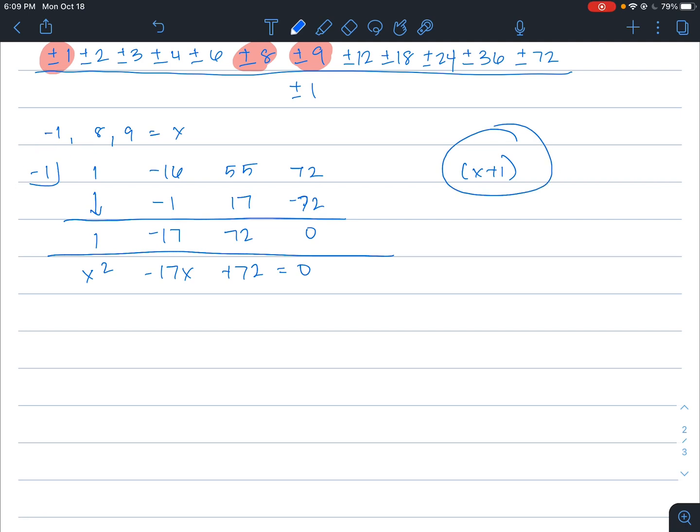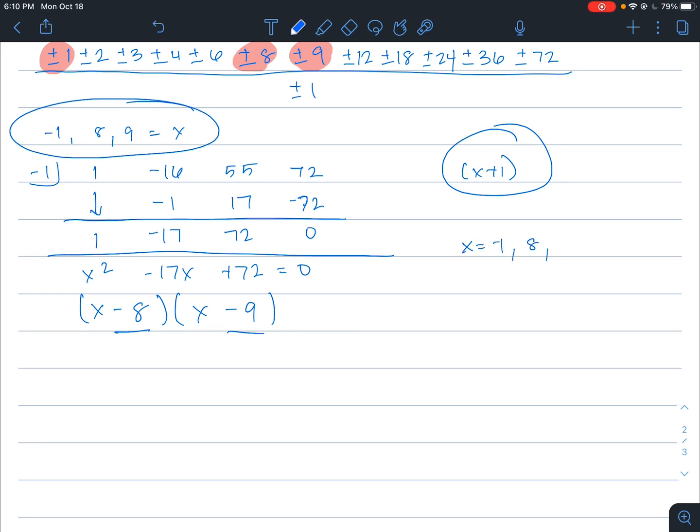Now we could use this to help me factor the rest of this, but here's the thing, we already know what the remaining two factors are going to be, 8 and 9, so this should factor into x minus 8 and x minus 9. So if we do the math here, -8 and -9 multiplied together gives me +72, but added together gives me -17. So pretty much what we've done here is just confirmed that these roots are indeed the roots that we needed. So we know that x is equal to -1, 8, and 9.